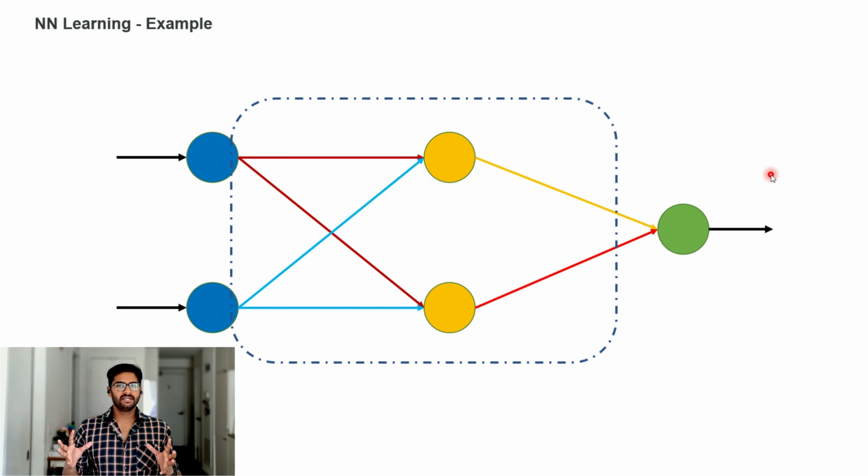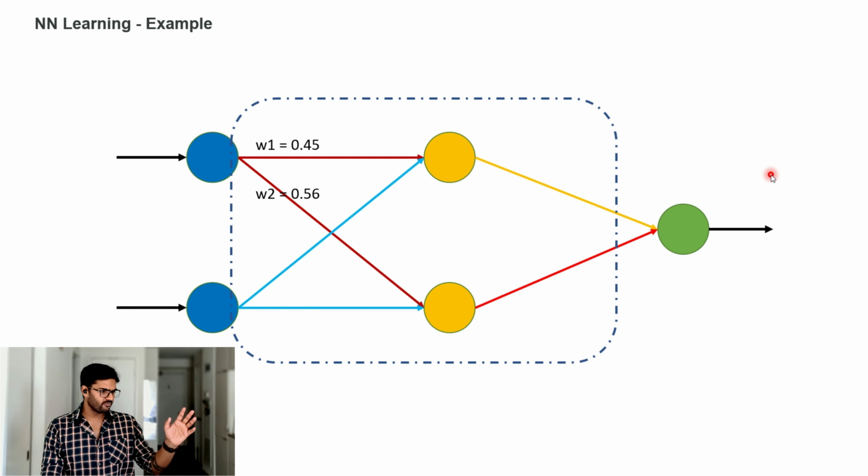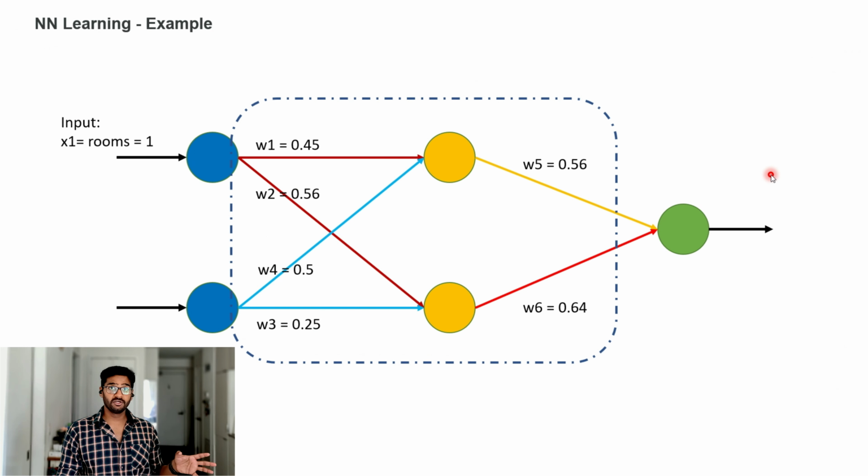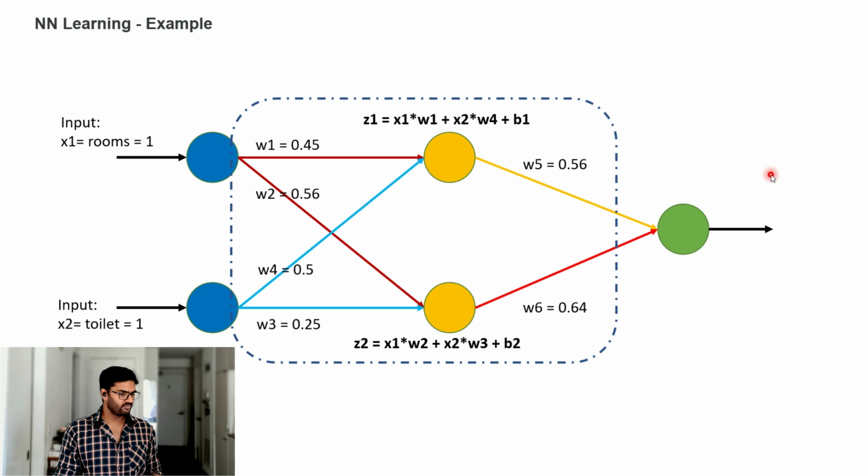So with all that understanding, let's see how our simple neural network will work to predict the house prices. We start with random weights: 0.45, 0.56, 0.5, 0.25, 0.56, 0.64. This is how we initialize our network. Then we provide the inputs. Input is room equals 1, toilet equals 1. Our task is to figure out what should be the price of the house. As step 1, we will calculate Z1, then we will calculate Z2, and eventually we will calculate Y, which is our output.